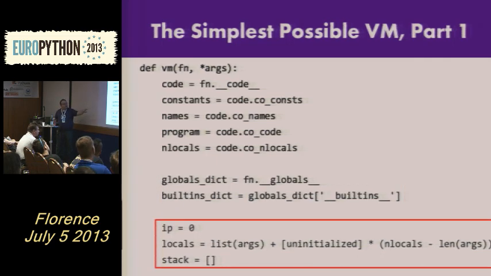Instruction pointer is 0. Total locals array, that's going to be parameters plus the local variables. So I take all of the arguments and I just splat them in there, and then I create slots for all of the local variables, which I set to an uninitialized value I declared somewhere else. That's so that you can detect if you reference an uninitialized local variable. And then I create a stack, and the stack is empty. It's just a list, because a list works perfectly well for a stack.